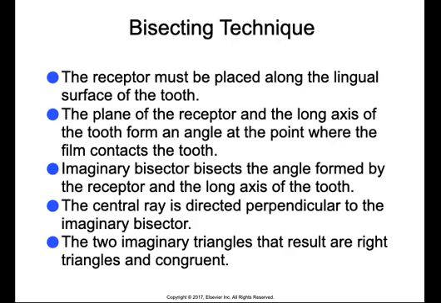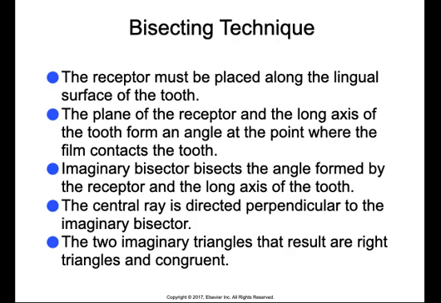First, the receptor is placed along the lingual surface of the tooth, and the plane of the receptor and the long axis of the tooth form an angle at the point where the film contacts the tooth. So right where that film meets the tooth, that forms that angle. An imaginary bisector bisects, or cuts in half, the angle formed by the receptor and the long axis of the tooth.